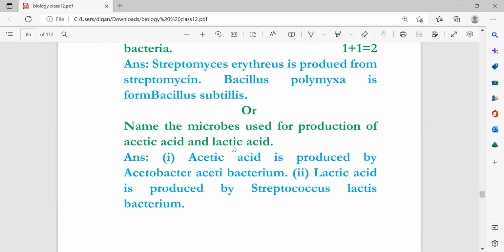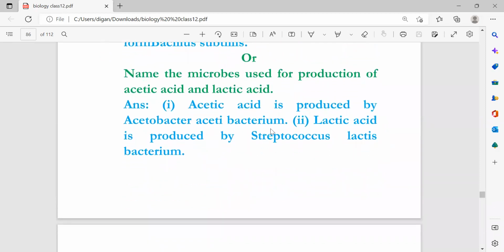Name of the microbes used for production of acetic acid and lactic acid. So, acetic acid is produced by Acetobacter aceti bacterium, and lactic acid is produced by Streptococcus lactis bacterium.